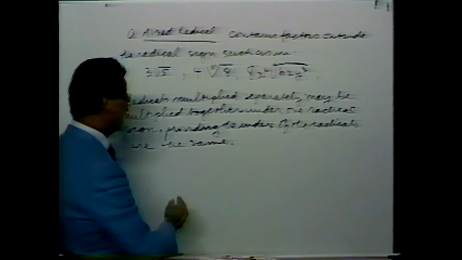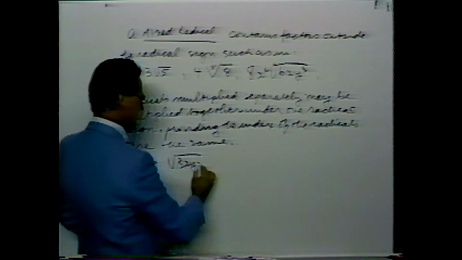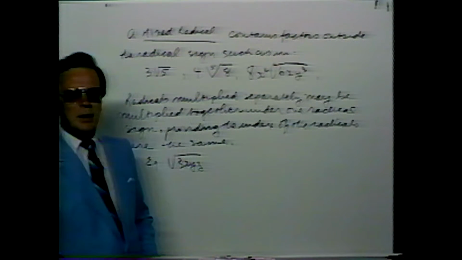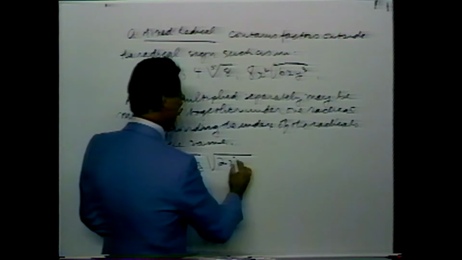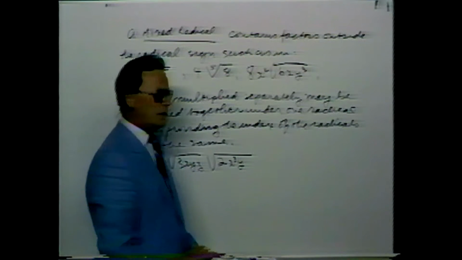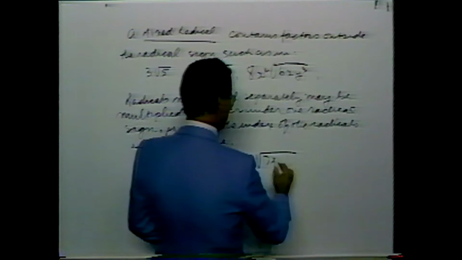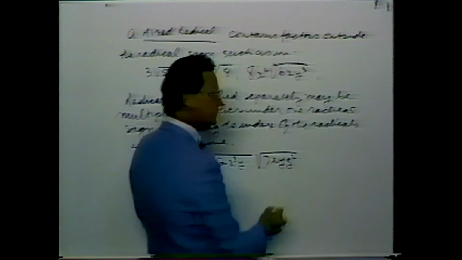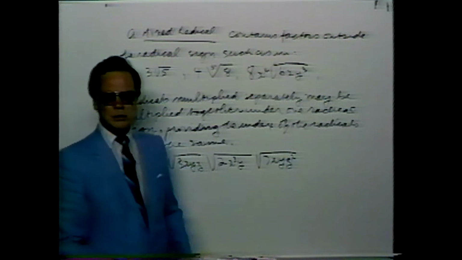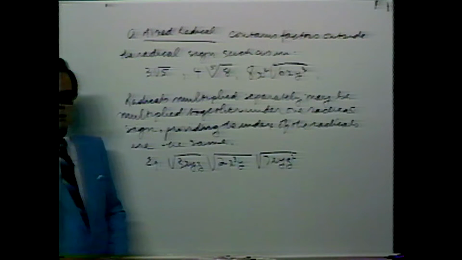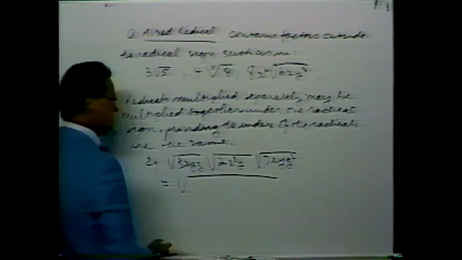For example, the square root of 3xyz multiplied by the square root of 2x cubed y multiplied by the square root of 7xyz squared. All have the same index, which is equal to 2. Consequently, we can express this under one radical sign in the following way.